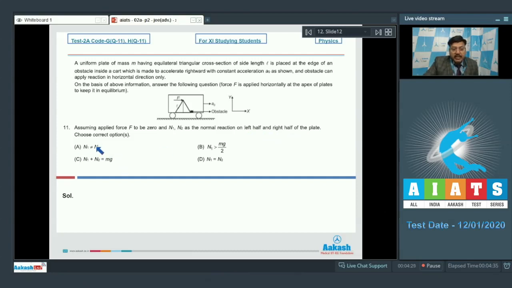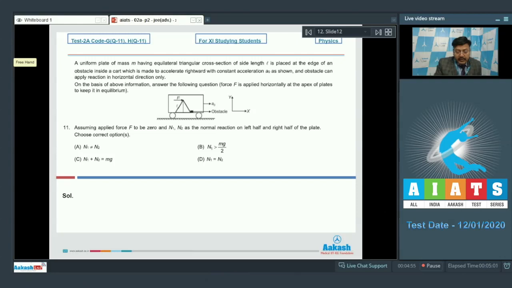Option A is N1 is not equal to N2. Option B is N1 is greater than mg by 2. Option C is N1 plus N2 is mg. And option D is N1 is equal to N2. Okay. So it's given that F is assumed to be 0. Right. There's no force being applied, but the acceleration a0 is there.